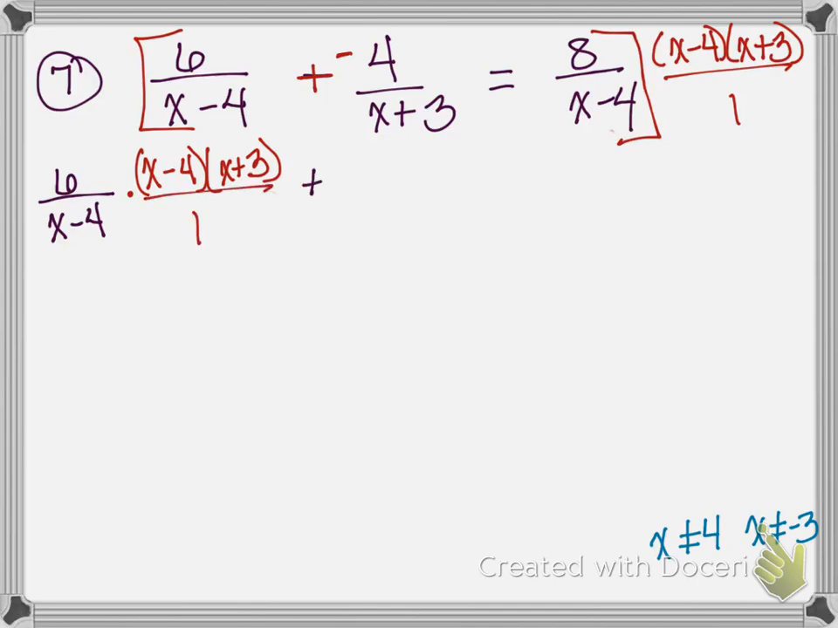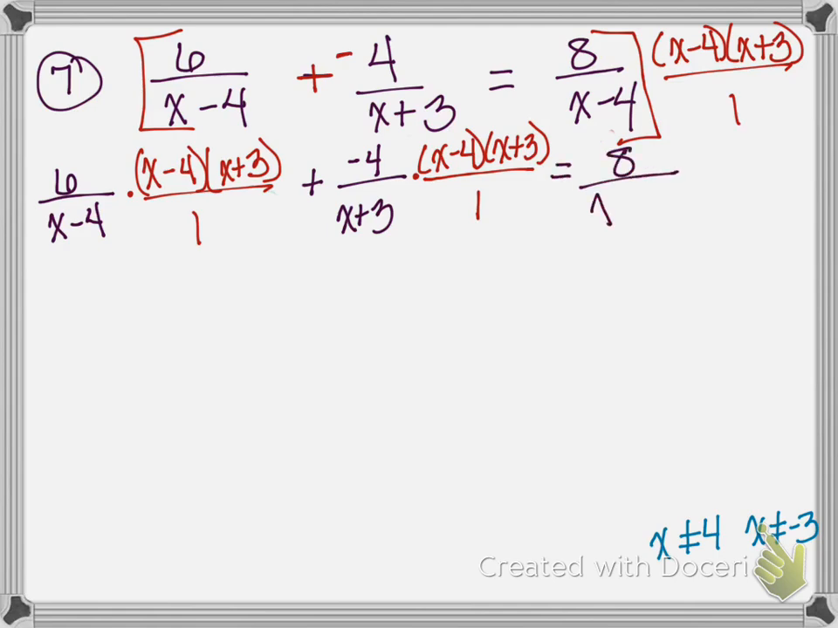Then I've changed that to plus negative 4 over x plus 3 times x minus 4 times x plus 3 equals 8 over x minus 4. And I am multiplying that times x minus 4, x plus 3. Okay? So I have multiplied everything by my LCD. So I'm going to start marking or canceling things out to eliminate, clear out everything in my denominator.